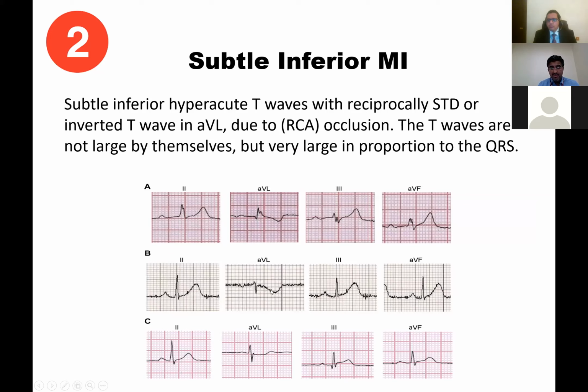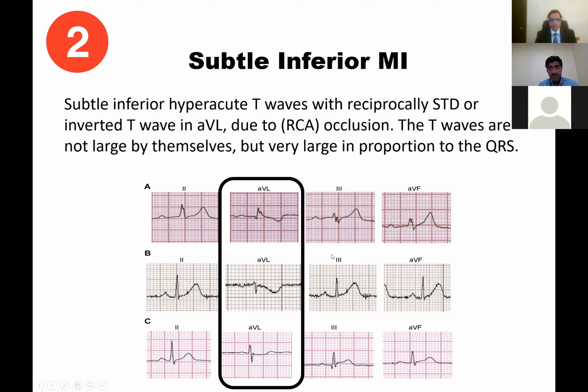There is sagging of the ST segment, which is probably the very early change prior to the ST elevation. Even prior to the ST elevation in the inferior leads, you get some very subtle changes in the aVL. So reciprocal changes will be in aVL, and there will be a very subtle ST segment depression, as we see here in these 3 examples, before there is even an ST segment elevation.